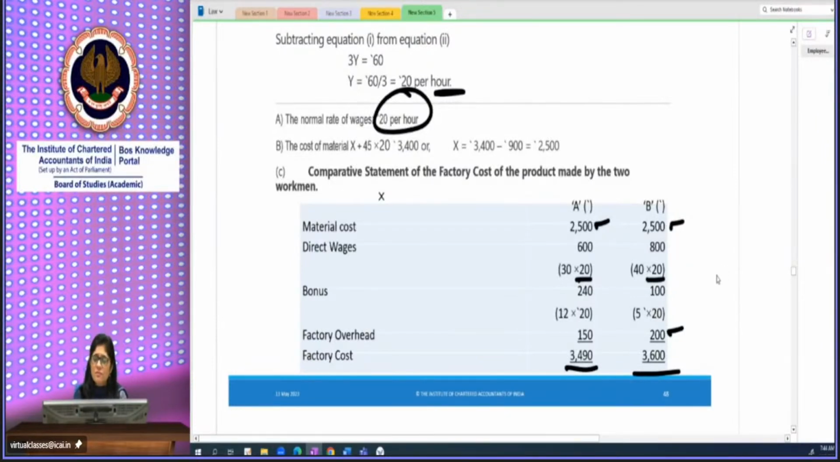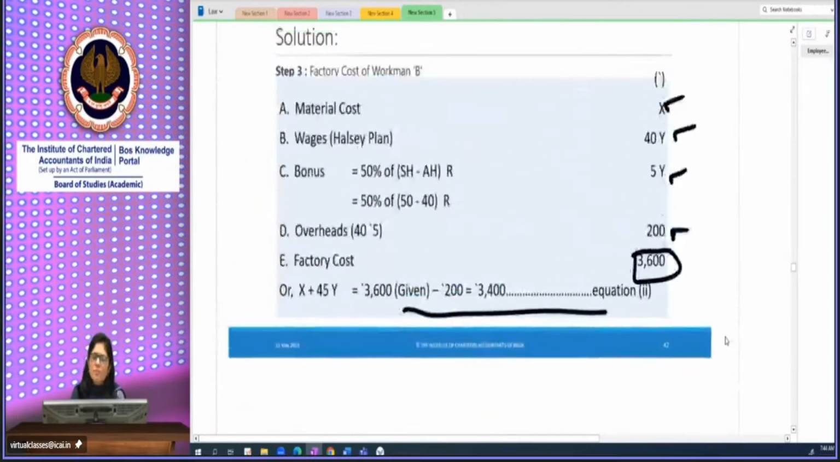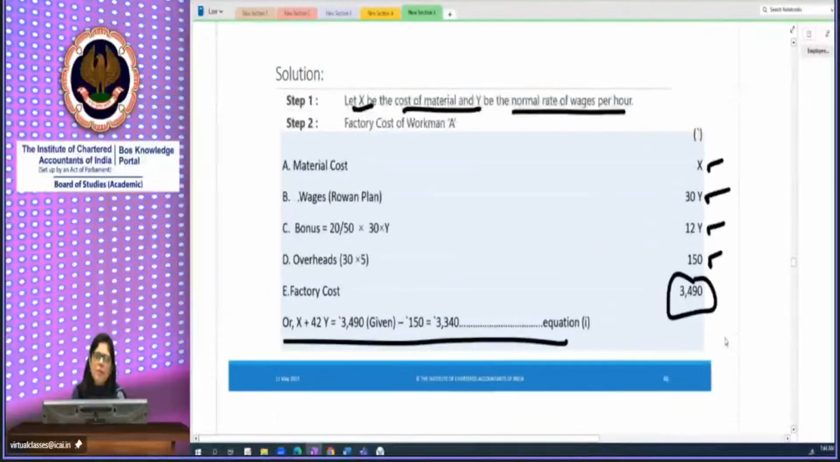So this is how, and it's a very, very good practice question to understand the concept of Halsey and Rowan. All right. So both methods are good, but Rowan method basically when the time saved is more than 50% of the time allowed. And again, to all the students I'm advising, take 4 combinations, all right? 2 combinations, less than 50% of the time saved. And then 2 combinations of more than 50% of the time saved. All of you must do this exercise. You will understand Halsey and Rowan plan better.